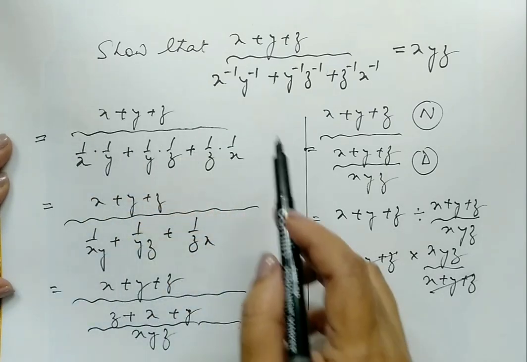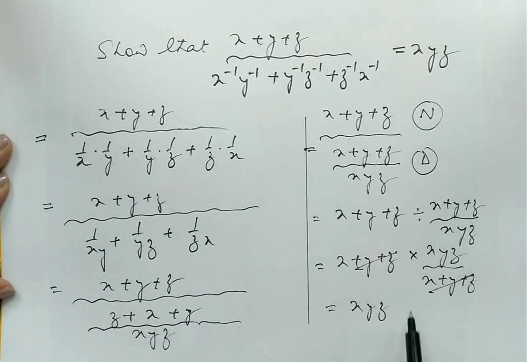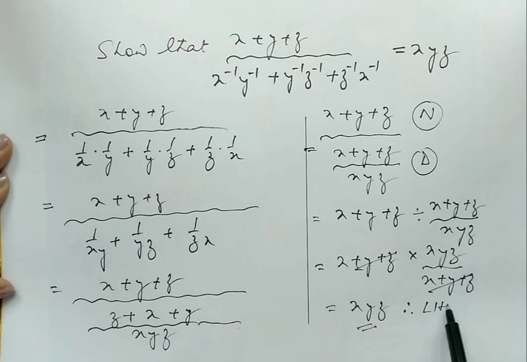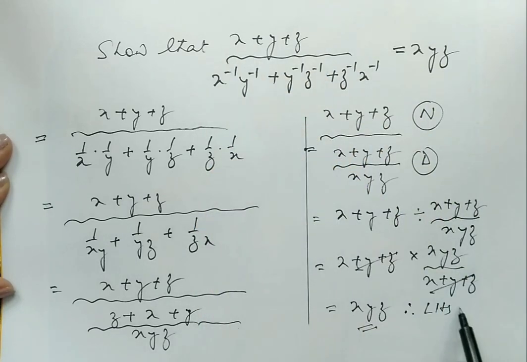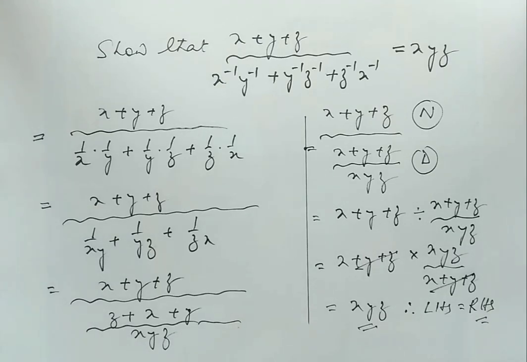So here we have xyz. So this entire thing ends up being xyz. Therefore, LHS, which is this entire thing, is equal to RHS. Have you understood, guys? So wasn't this very simple?